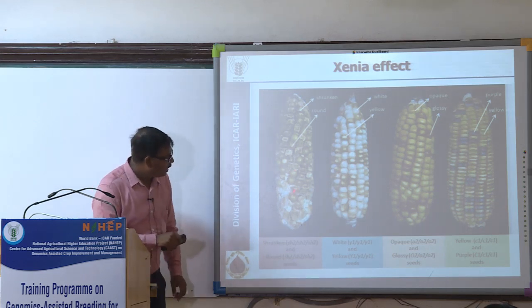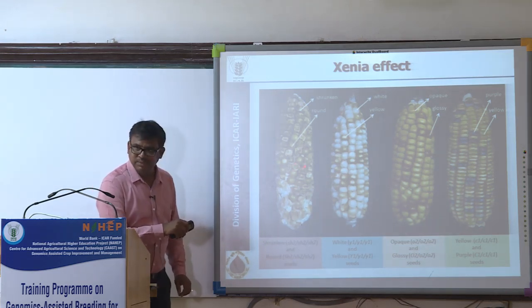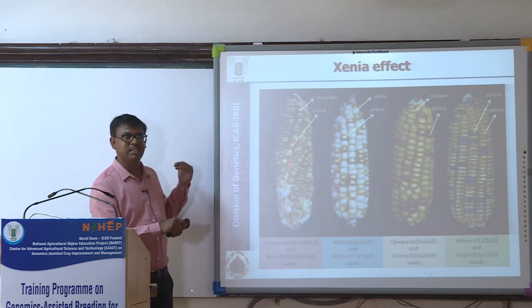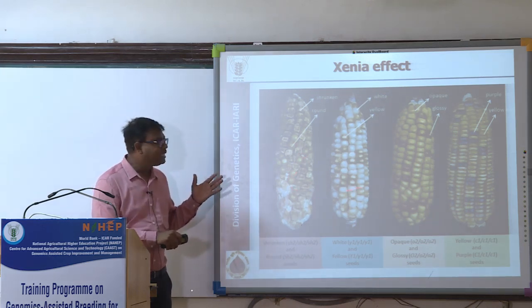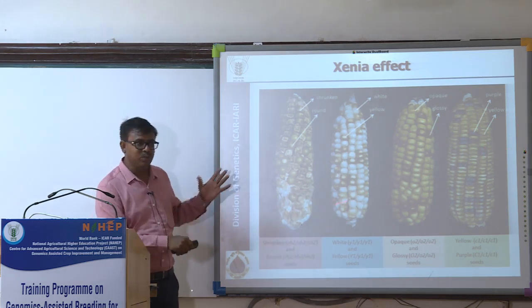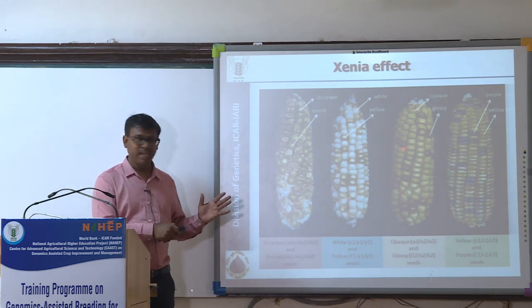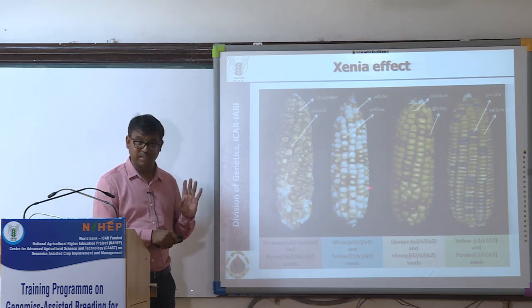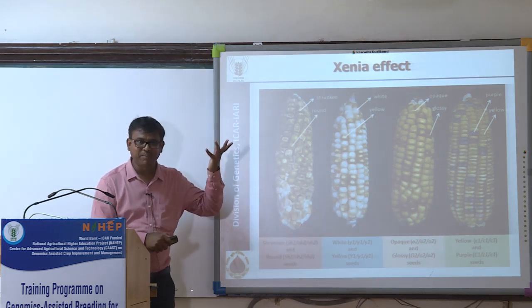Like that, shrunken2 is a recessive gene. Again, pollen from normal maize comes, and you will get a round kernel. It is basically a contamination, nothing else. But how Xenia works, we can also explain with this kind of cob. It is not segregating in any 3:1, let me tell you, because it is random pollen which has come, right.